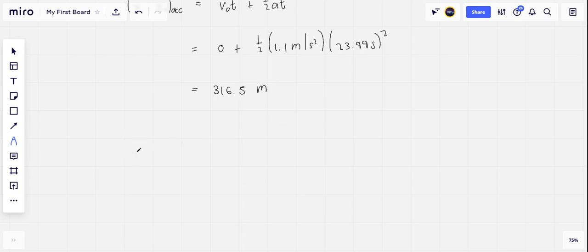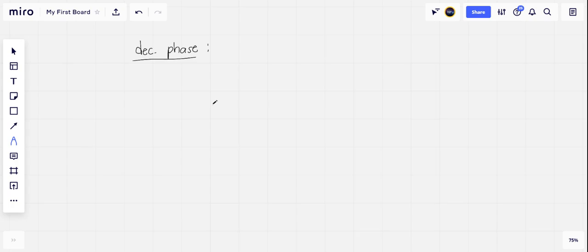Now in the deceleration phase, we know the initial velocity v0 to be 26.39 meters per second. So for the deceleration phase, we know the initial velocity and we know the deceleration, which is minus 2 meters per square second. We also know that the train will finally come to rest, so its final velocity is 0. So using the same equation, we can find the time that the train takes to decelerate to rest.